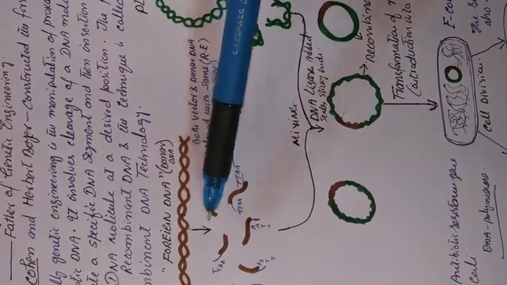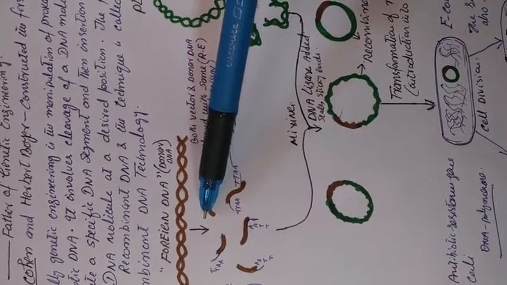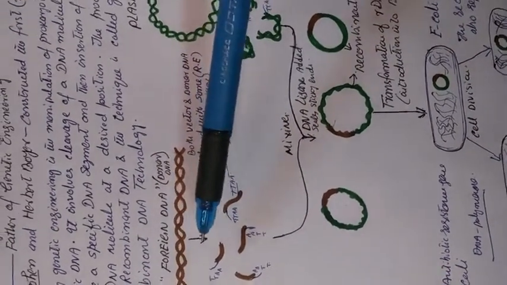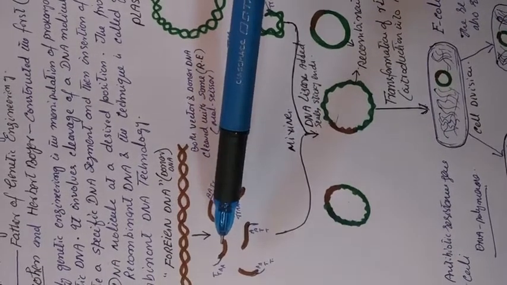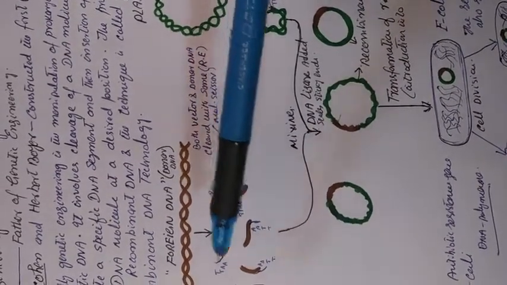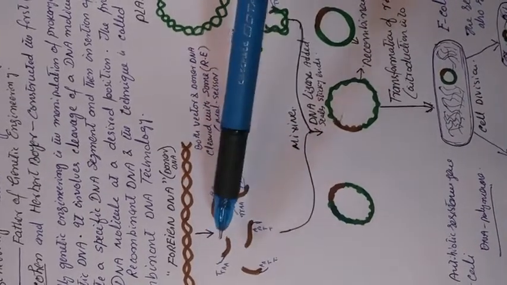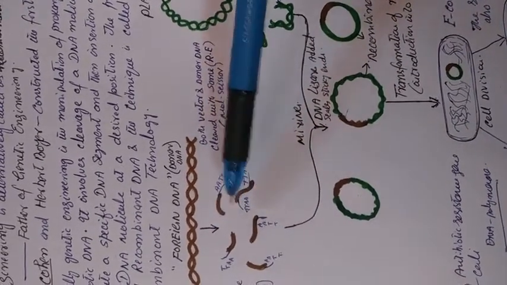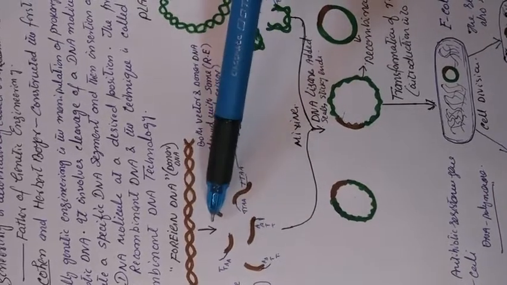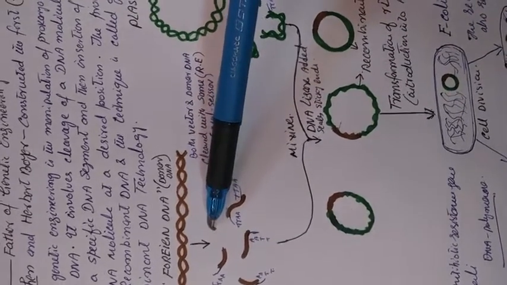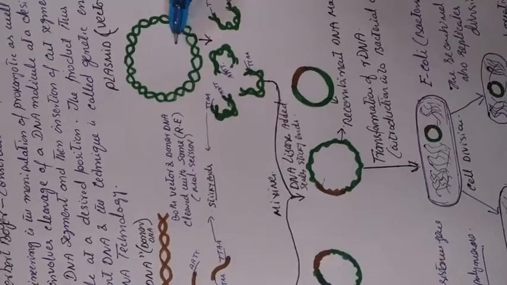Now, cutting of a piece of DNA from the plasmid was done with the help of restriction enzymes known as restriction endonucleases, also called molecular scissors. The piece of DNA cut from the plasmid was linked with the plasmid DNA acting as vector.